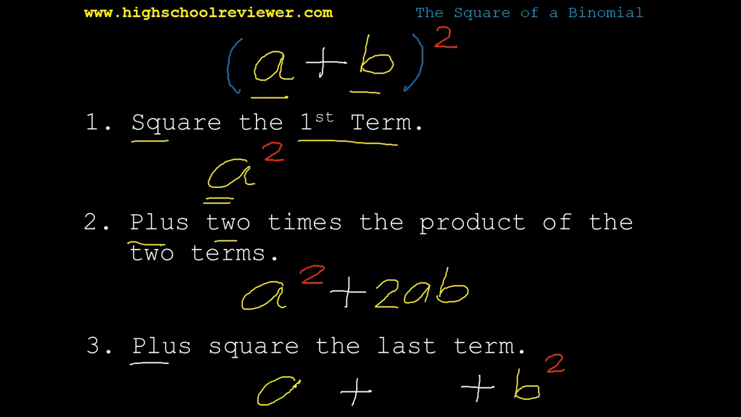We have here the a squared plus 2ab. Therefore, our final answer now is a squared plus 2ab plus b squared.